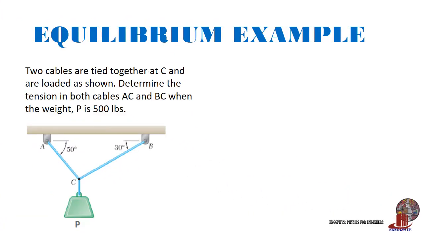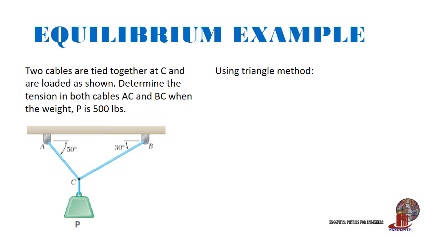Let's take an example for equilibrium or law of inertia. Two cables are tied together at C and are loaded as shown. Determine the tension in both cables AC and BC when the weight P is 500 pounds. We can compute for the given with any method applicable from vectors. Let us try using the triangle method as there are just three forces.